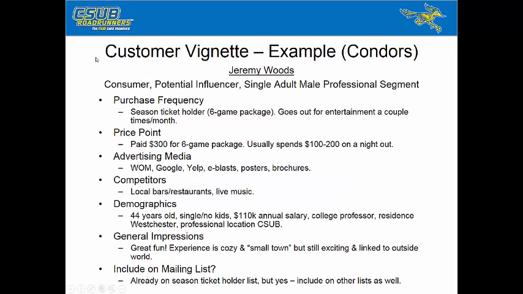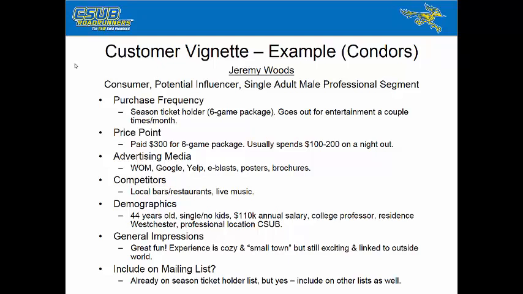This is an example of a customer vignette from a project some of my students did a couple of years ago for the Bakersfield Condors. So this is an example of what I want it to look like when you're done. After you create the website, you show the website to other people, and for each person you show it to, I want you to write up something that looks like this.